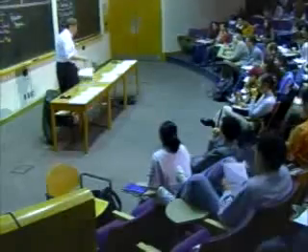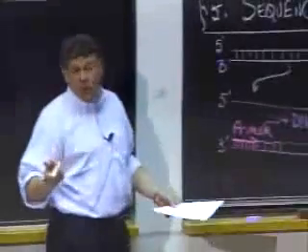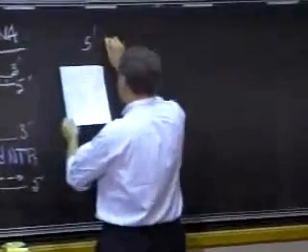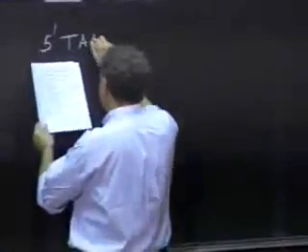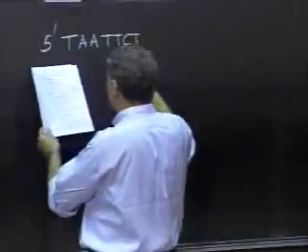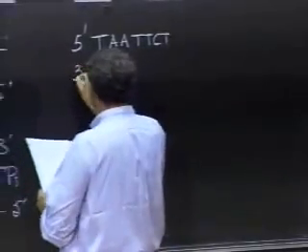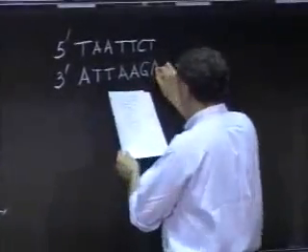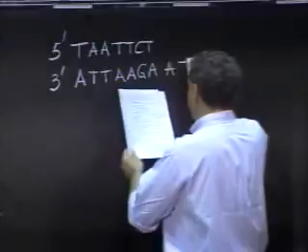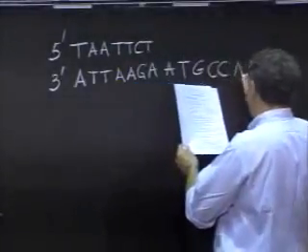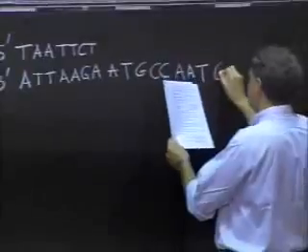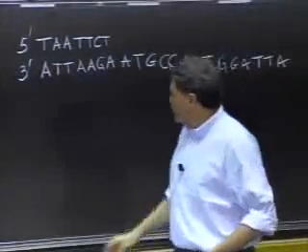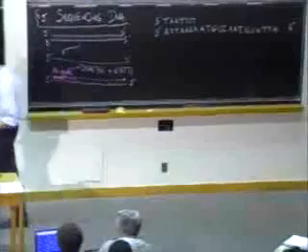Here's a cute trick. This is, by the way, a cute trick that won a Nobel Prize. So suppose my primer is like this: 5', T, A, T, T, C, T. And the template strand here, A, T, T, A, G, A. Now let's keep going: A, T, G, C, C, A, T, G, G, A, T, T, A, 5'. So there's my primer. There's my template.